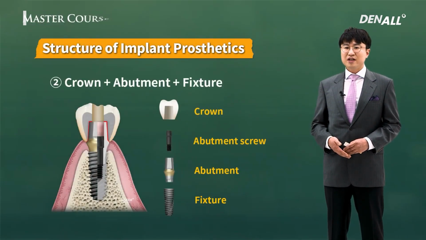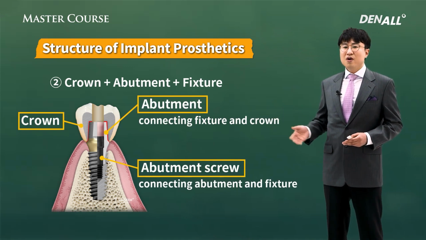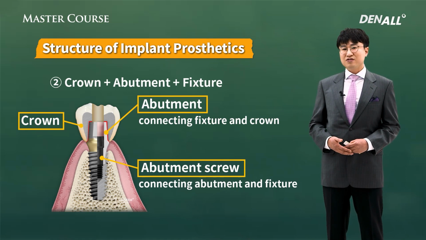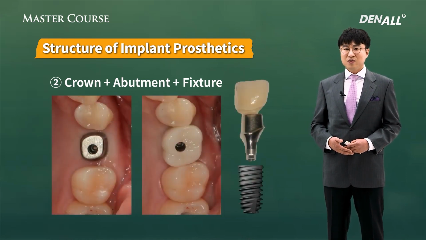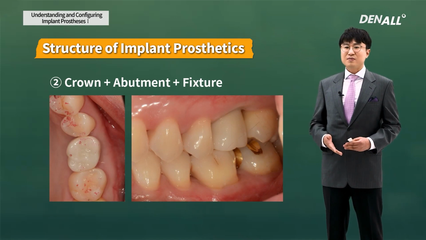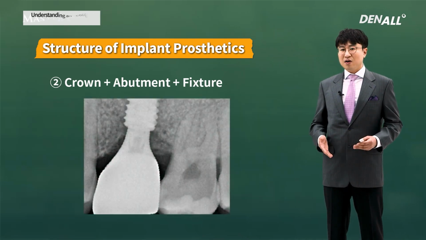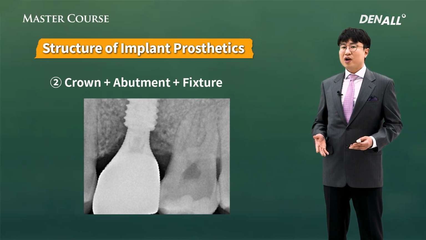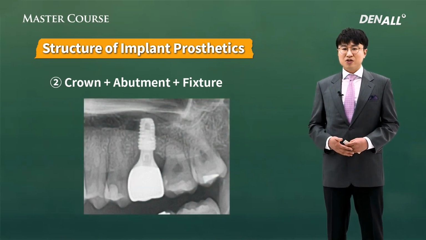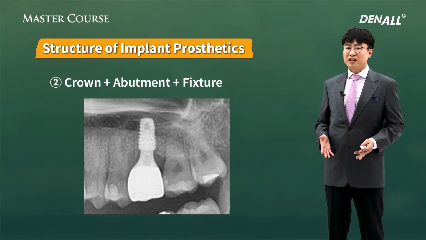So let's look now at the structure of implant prosthetics. The fixture is screwed to the abutment, and then the crown is cemented. In the master course, I'm going to talk more about selecting the right abutment, abutment shape, and occlusion, and how to check and make sure they're right. The abutment needs to have the right form and shape for stability, so in the master course you will learn more about the abutment also.